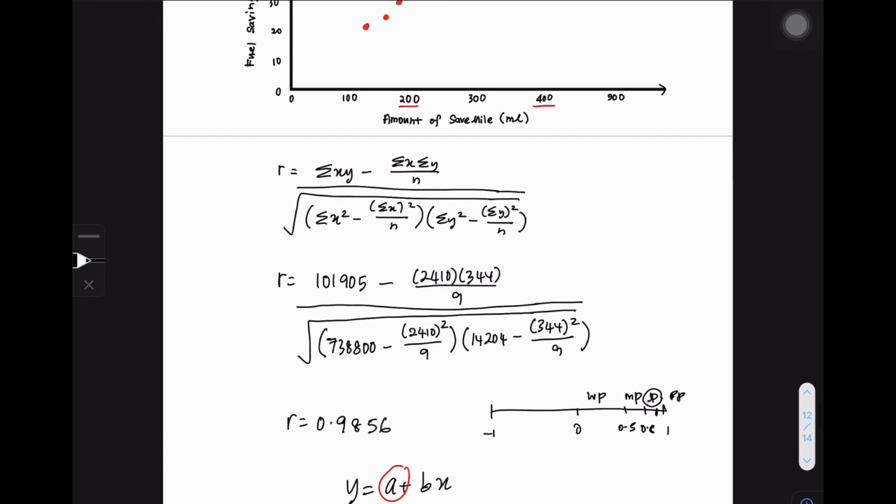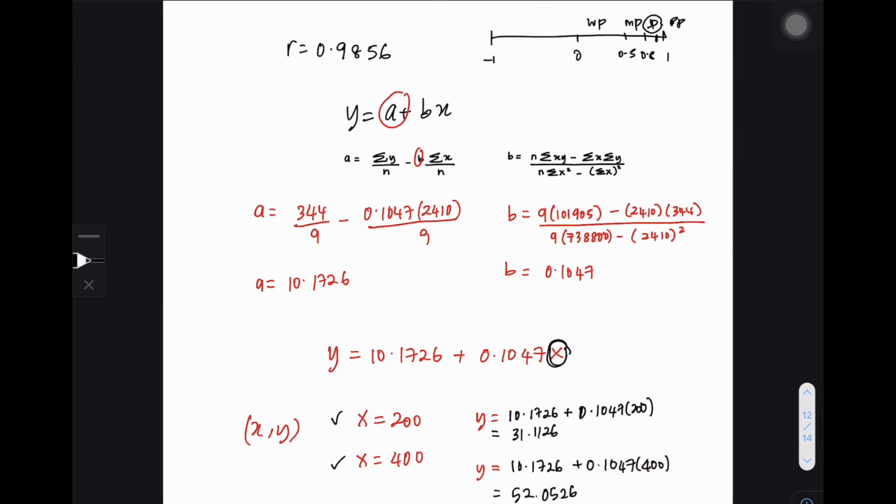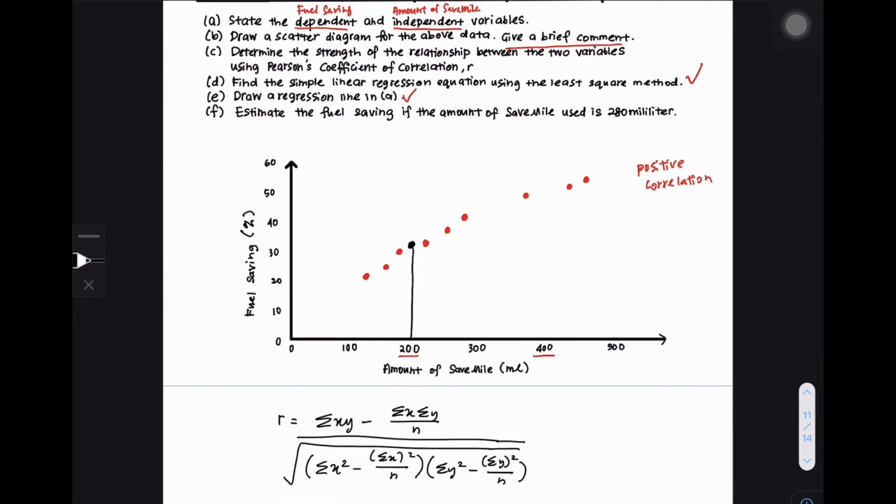31.1126. So kita boleh plot X 200, Y 31. So X 200, Y 31 lebih kurang kat sini. Okay, so kita plot. Tu point yang pertama. Okay, and then point yang kedua, bila X sama dengan 400, Y kita adalah 52.0526. So X 400 kat sini, Y 52 point something. So 52 katakanlah dekat sini, atas sini sikit. So kita plot. Okay, so bila awak dah plot, apa yang awak kena buat, awak hanya perlu sambungkan sahaja kedua-dua line ini.